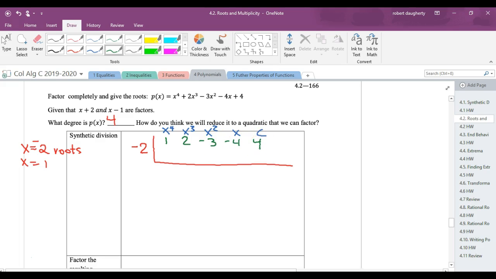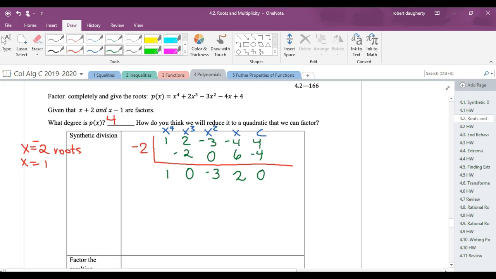Okay. The 1 comes down. What's 1 times negative 2? Negative 2. What's 2 plus negative 2? 0. What's negative 2 times 0? Plus negative 3? Negative 3. What's negative 2 times negative 3? 6. 6 minus 4 is 2. What's negative 2 times 2? Negative 4. That adds to 0. Okay.